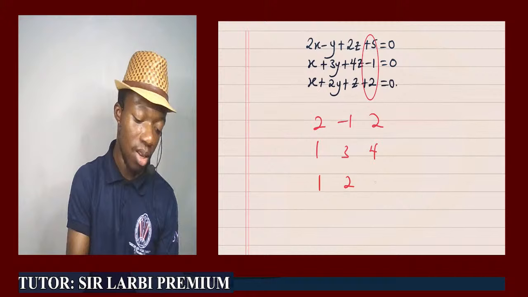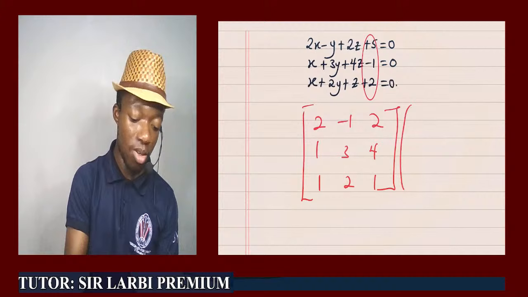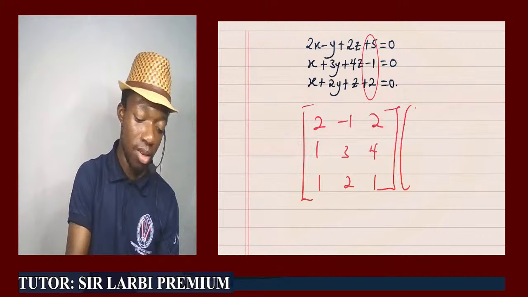So this is going to be, say, the first matrix, and that will multiply the variables x, y, and then z.